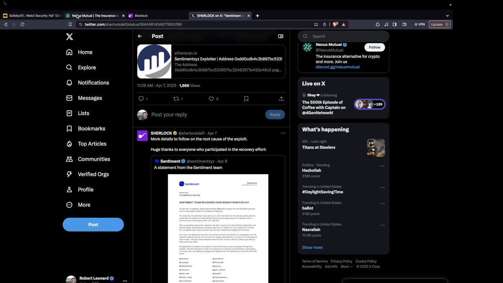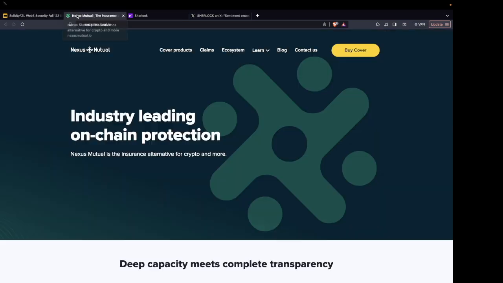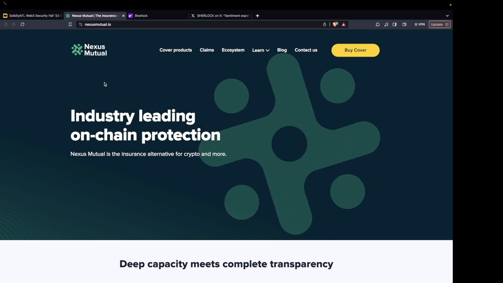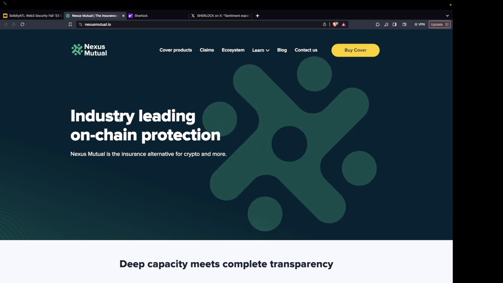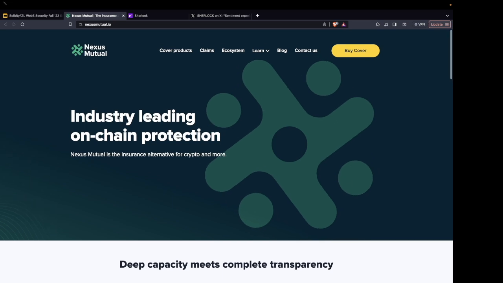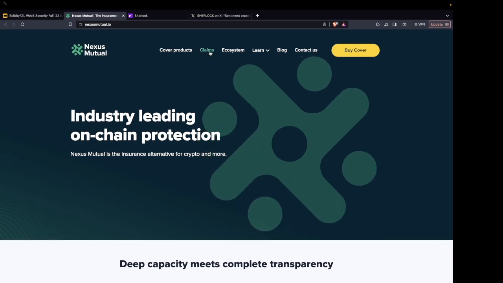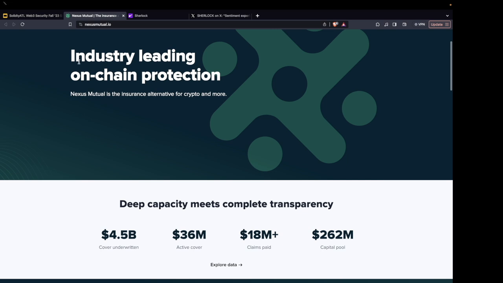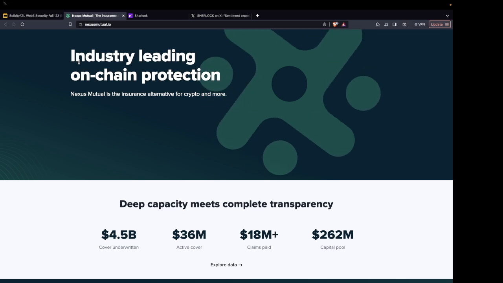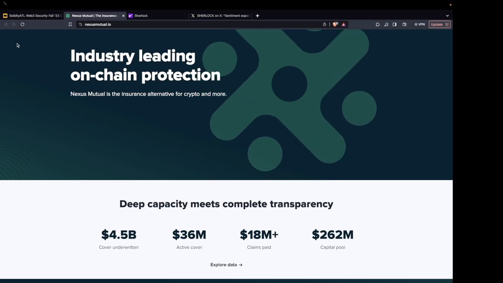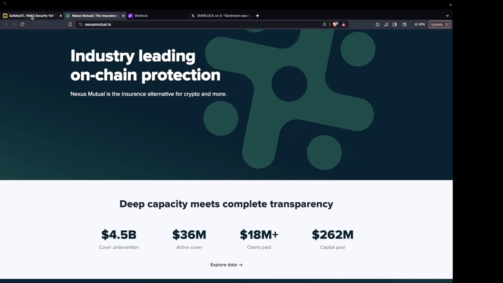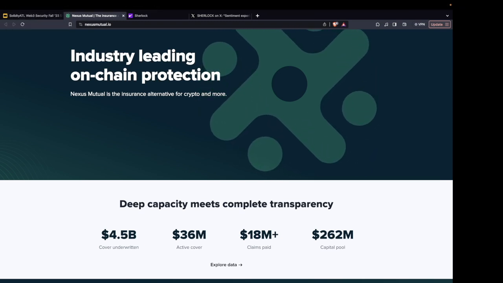The other insurance protocol I want to talk about is one that Sherlock actually partners with, called Nexus Mutual. Their entire purpose is for protocols to have some type of insurance on their assets. So insurance is an emerging market in Web3. I think it's very much needed. And so there are some ways for protocols to have some insurance in the case of a hack.